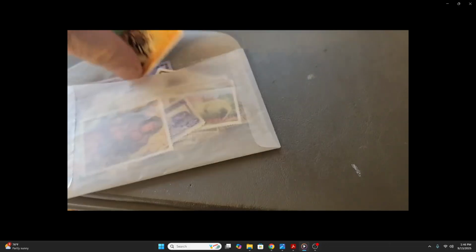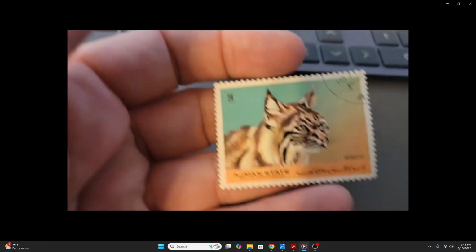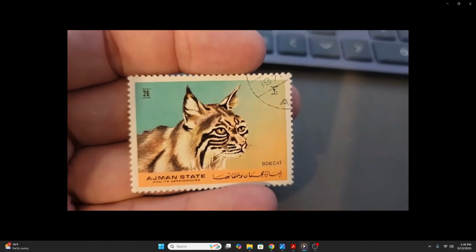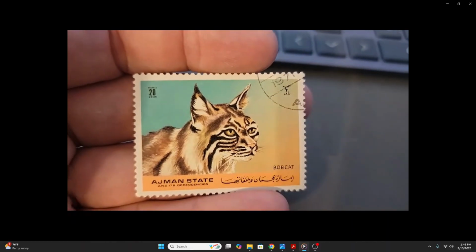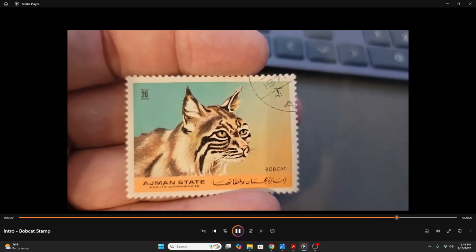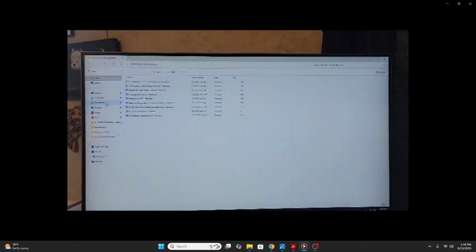All right, check out this stamp right here. It's from Ajman State and its dependencies, and it's a bobcat. All right, let's jump on my computer. We got some talking to do.